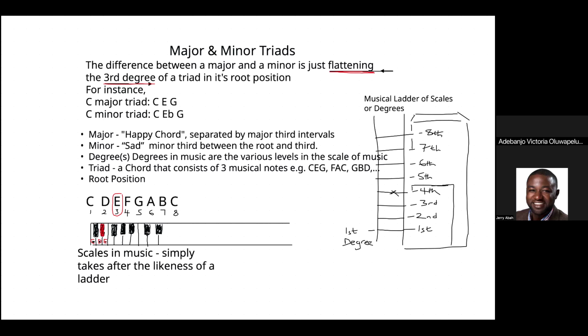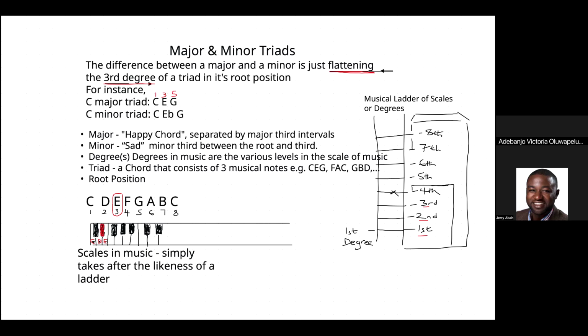Taking the major triad, which is a chord that consists of 3 musical notes, and in the given example from the definition, C major triad consists of key C, E, and G, which is 1, 3, and 5. Because based on our scale or degree of scale, 1, 2, 3, 4, 5, 6, 7, 8, C, E, G gives us 1, 3, 5.